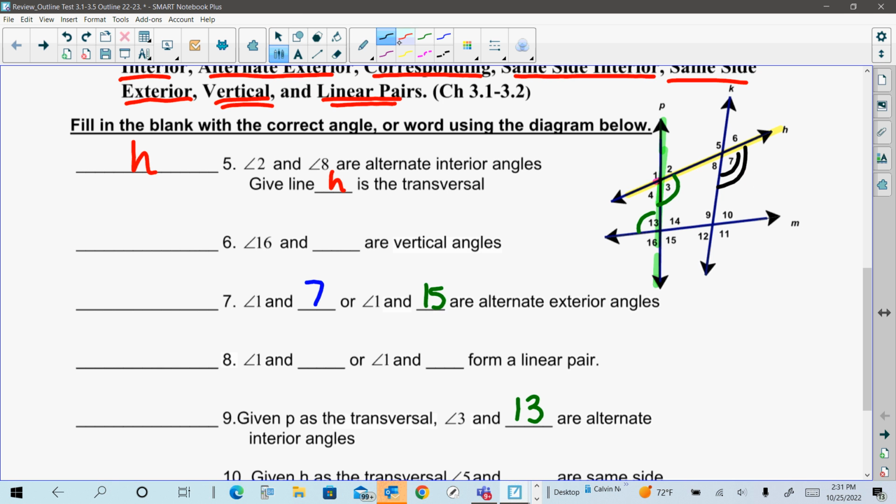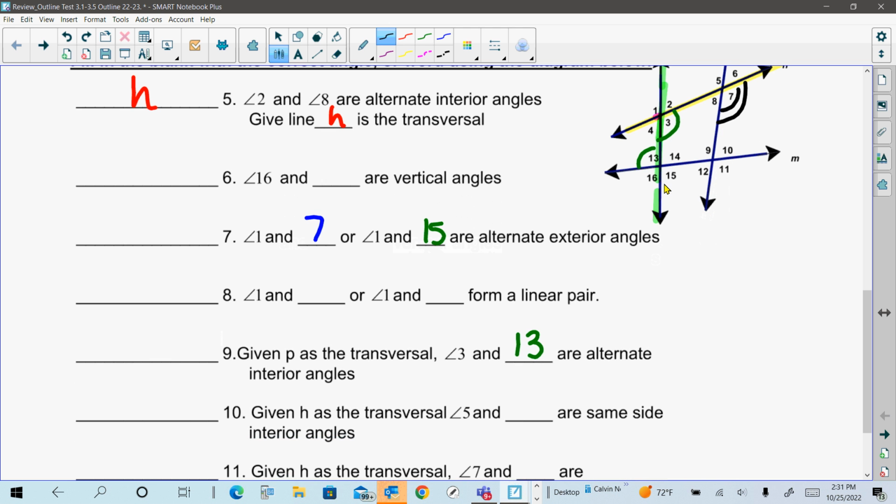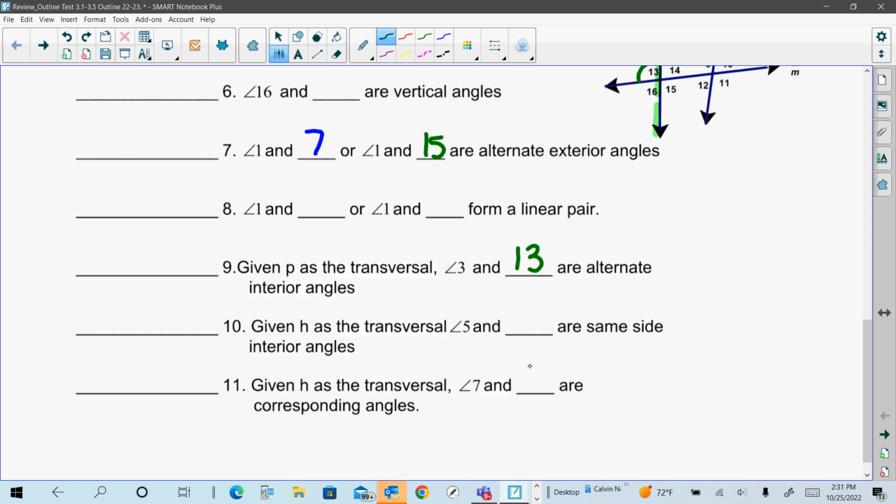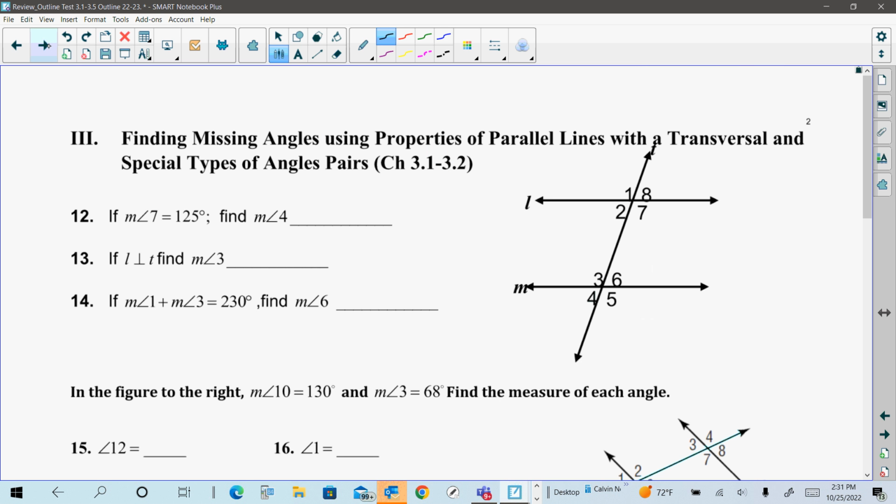It's still doing it. Below H. Here we go. And on the same side. So this was to the right of the line. 3 corresponds to 7. So this last one right here should have been 3. Okay. Alright, so from there, we're now going to ask you to look at special properties with parallel lines.